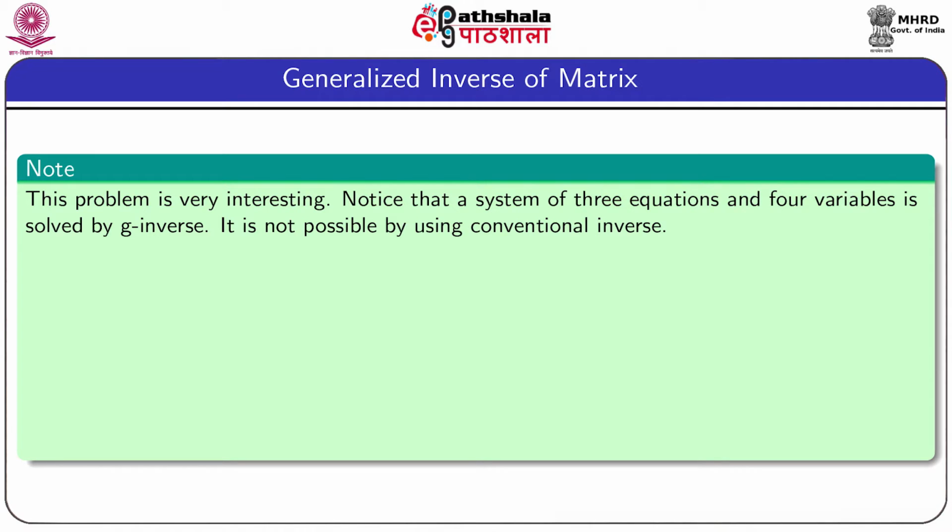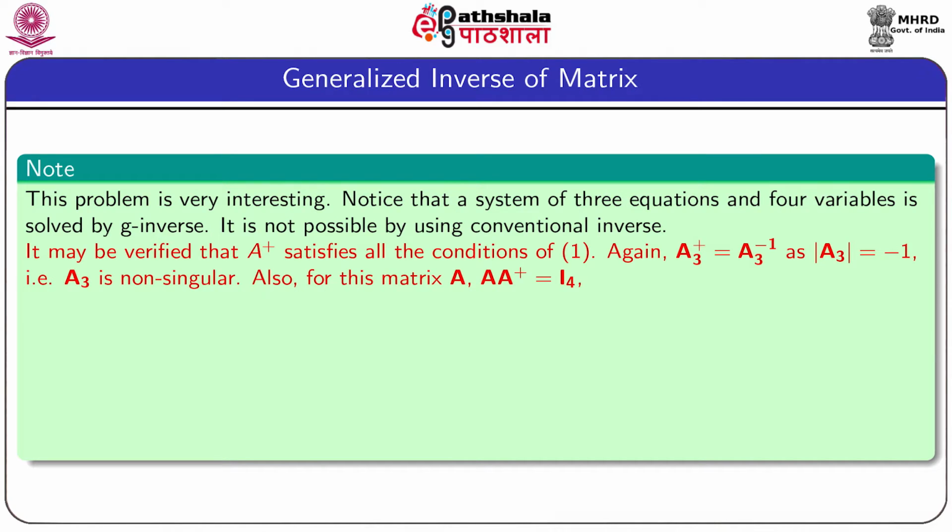This is a very interesting problem. Note that a system of 3 equations and 4 variables is solved by using the concept of G inverse, and obviously it is not possible by using the conventional inverse, because the conventional inverse of a matrix is not available or applicable for a rectangular matrix.